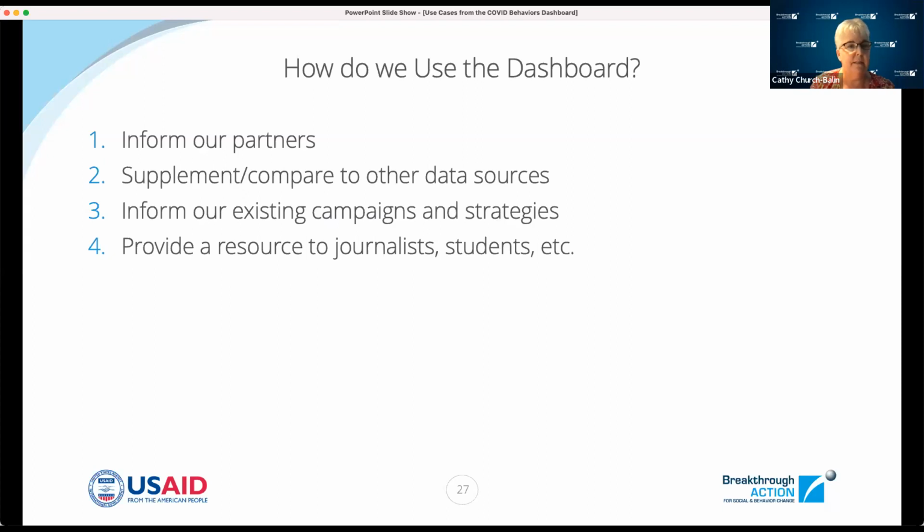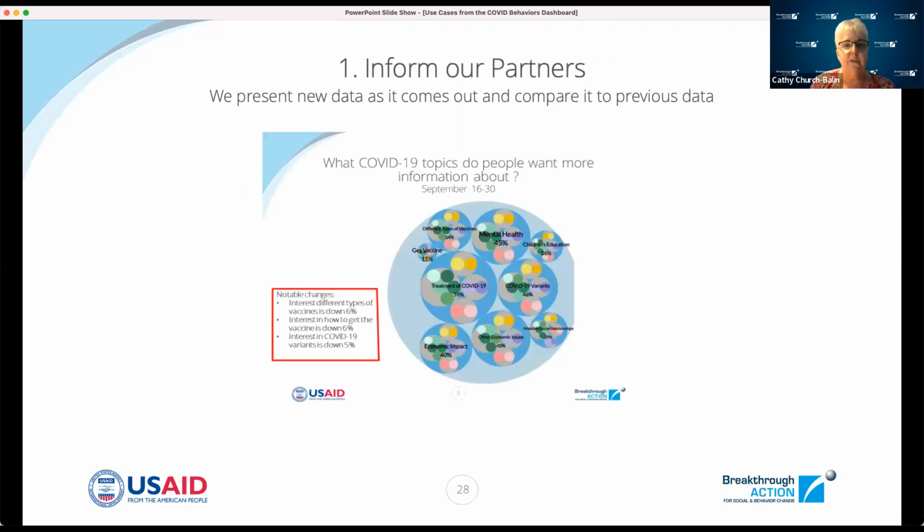Next, please. So the first thing is there's a meeting here every Tuesday morning of all the USAID implementing partners, and we present the new data as it comes out. And we've picked a couple of key indicators in the dashboard that we are following over time. So one of them is, what are the topics people want more information about? And every time a new series comes out, we compare it to the one that came out at the end of August. And we let people know what are people thinking?